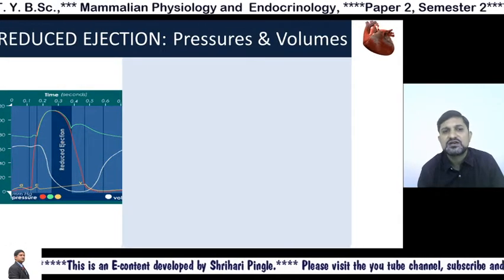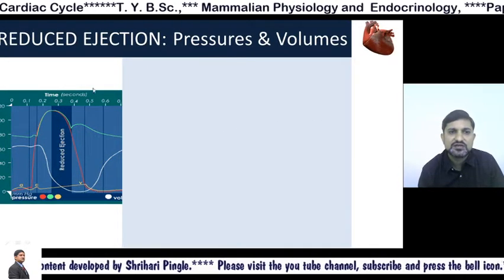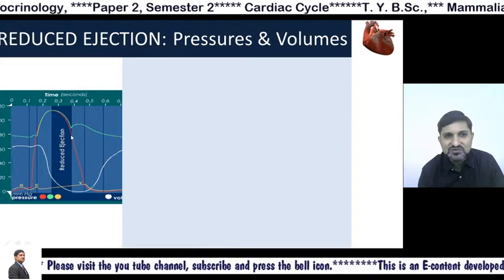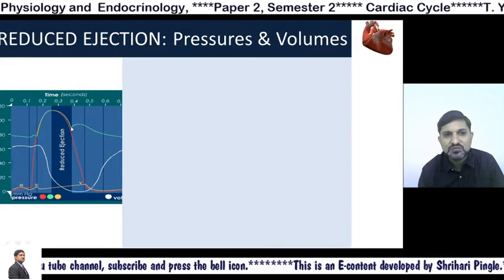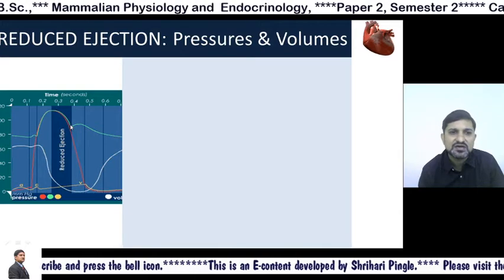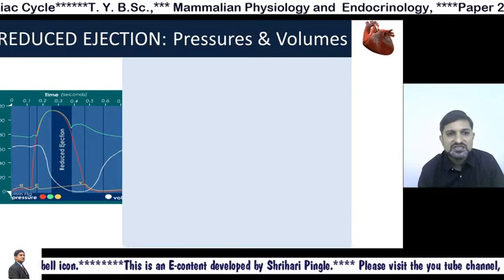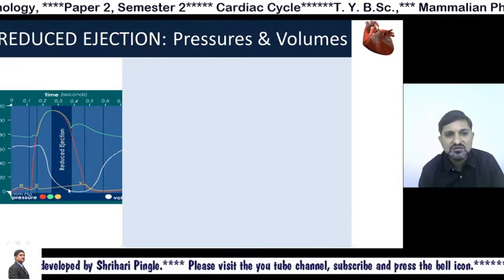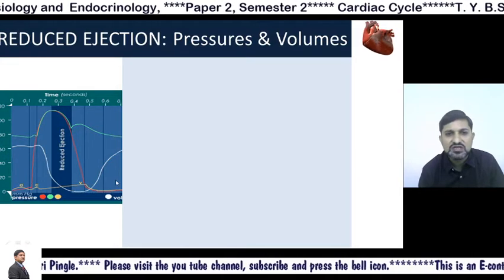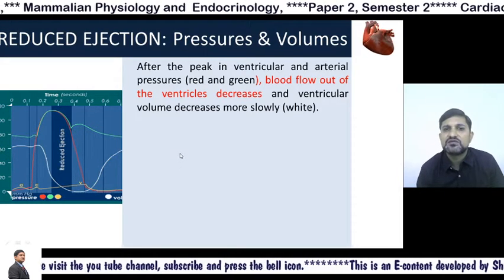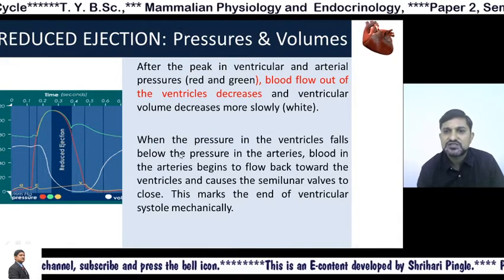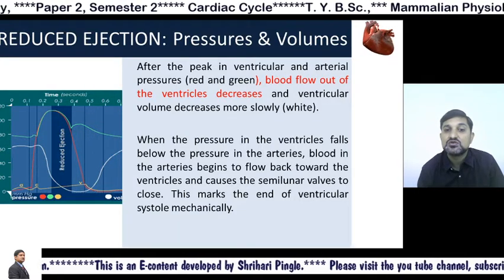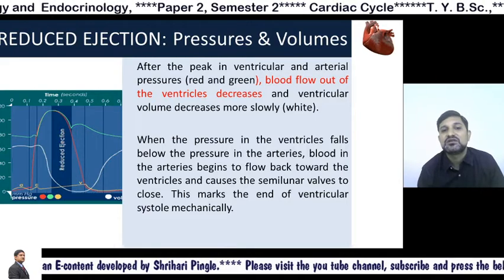If you again look at the pressure and volume during this particular phase, you would now observe that the pressure inside the ventricle is slowly going down as compared to the pressure of the blood inside the aorta and pulmonary artery. Similarly, you would also see that the volume of blood in the ventricle has gone down, almost to zero. So you see that blood flow out of the ventricle decreases, and when the pressure in the ventricles falls below the pressure in the arteries, the blood in the arteries begins to flow back towards the ventricle and causes the semilunar valves to close.